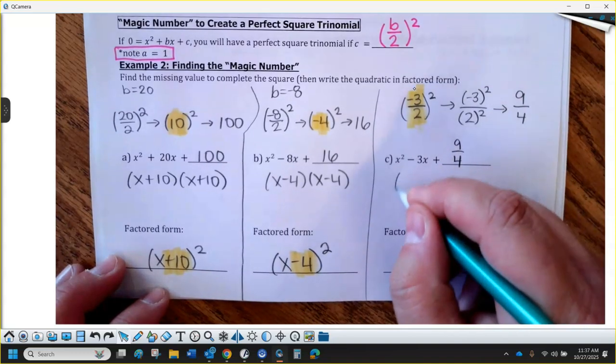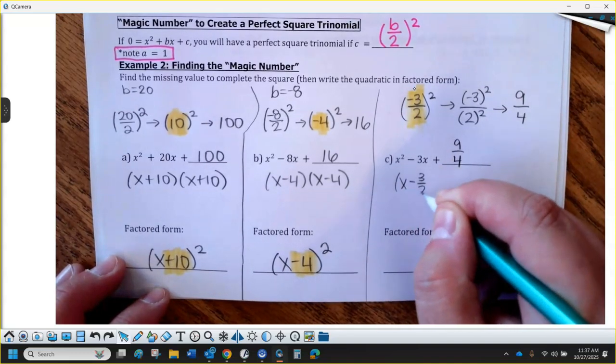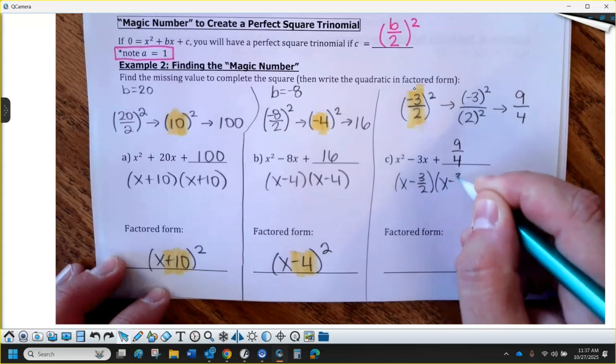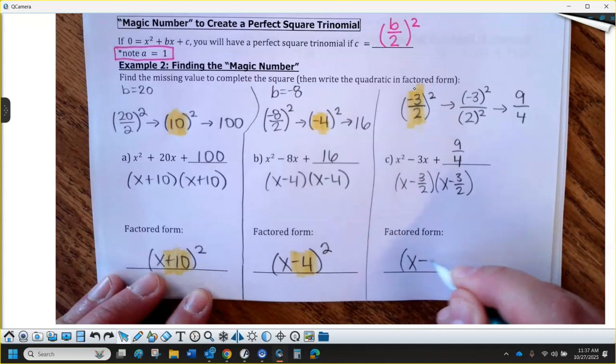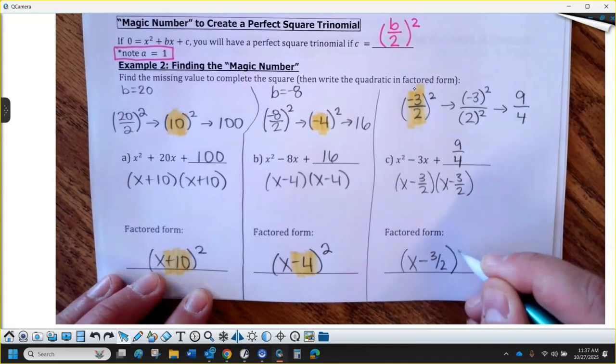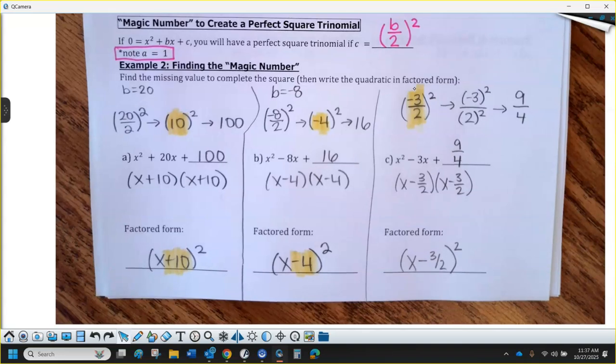And so the factored form of this would be x minus 3 over 2 times x minus 3 over 2. And just leave that fraction in there. That'll make a little bit more sense when we do a problem on the back. But you want to leave that as a fraction. I'm not going to ask you to FOIL that out, but if you wanted to try that, it should give you what I have right above there.